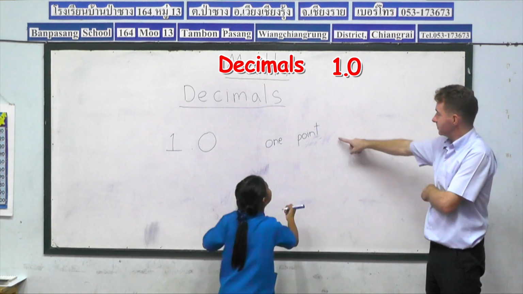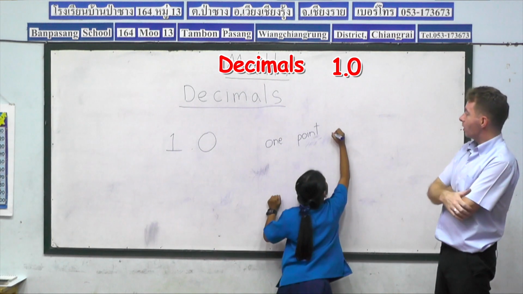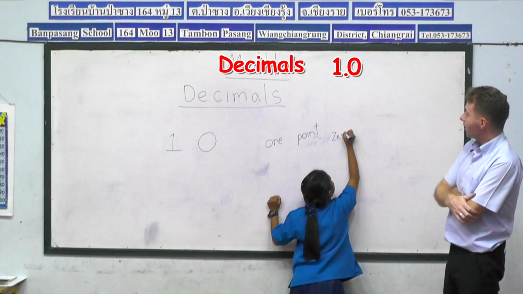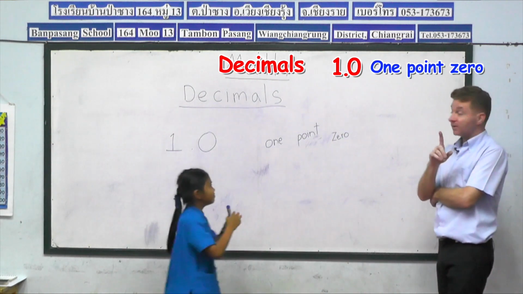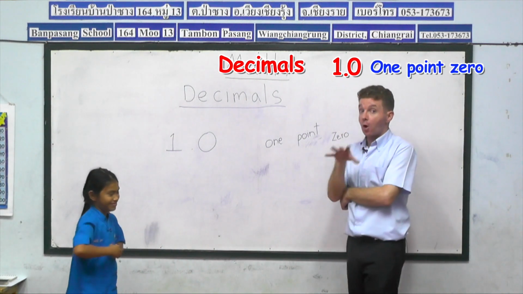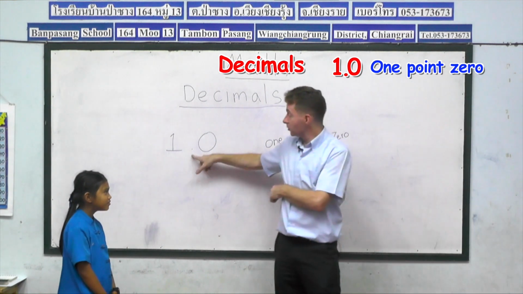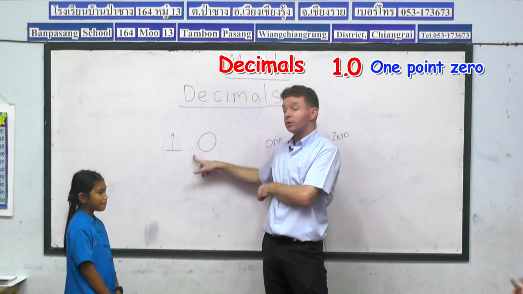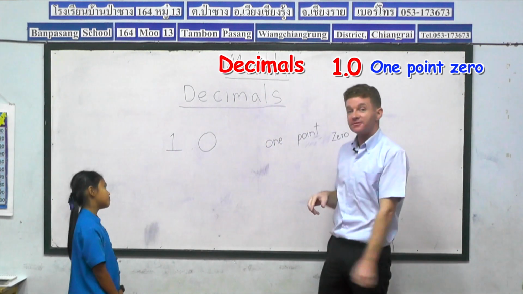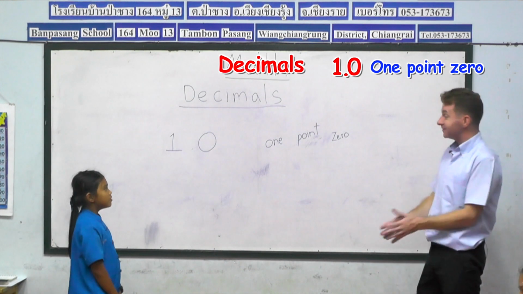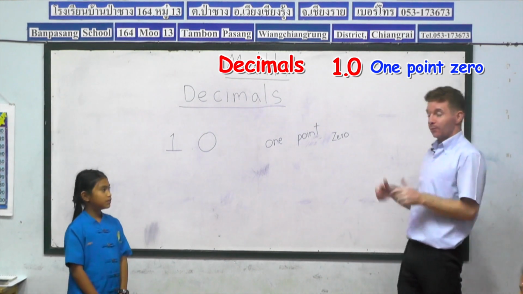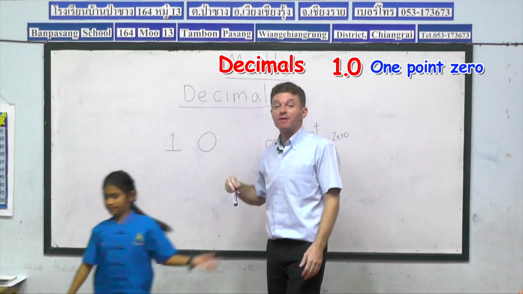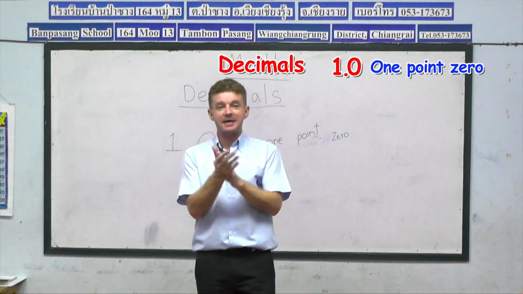Perfect. And then Pak Bung, you can just write 1.0. Excellent. So notice when we're dealing with a whole as a decimal, the number comes before the decimal point, and then if it's 1.0, the zero comes after. So Pak Bung, how do we say this? 1.0 is correct. That was brilliant. High five and a big round of applause for Pak Bung, please, guys.